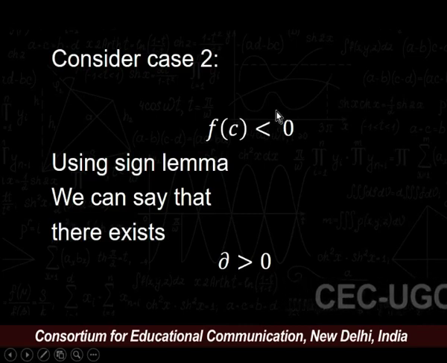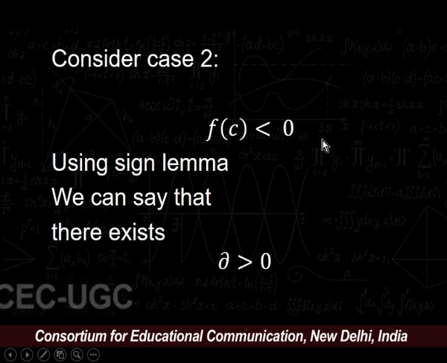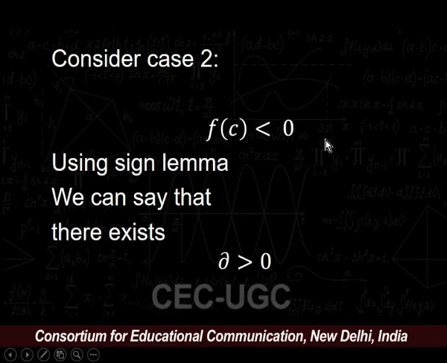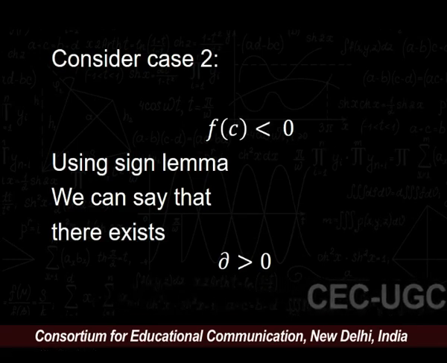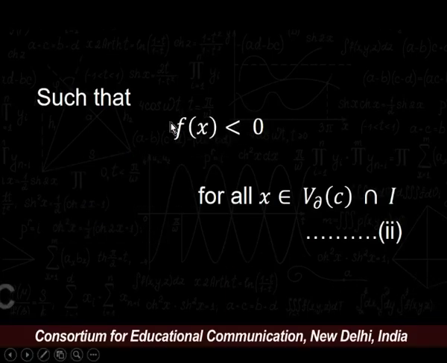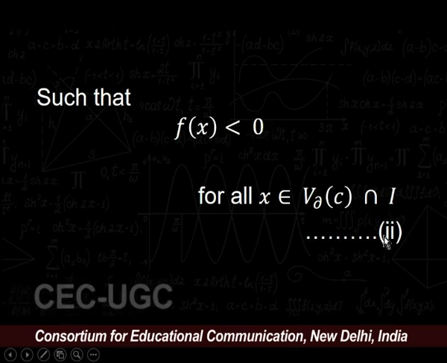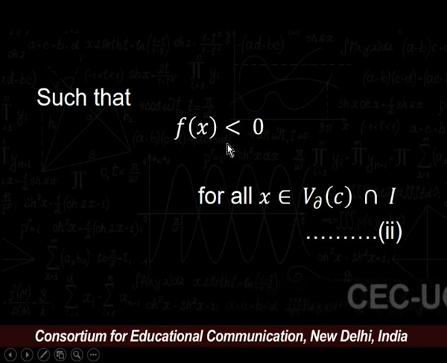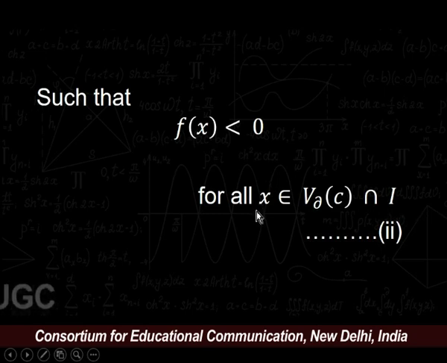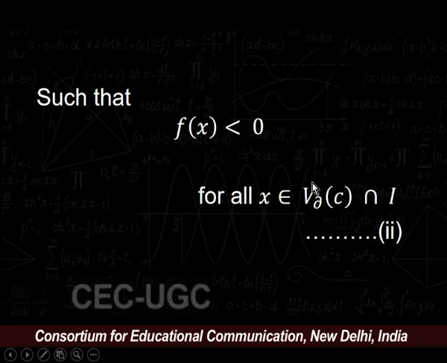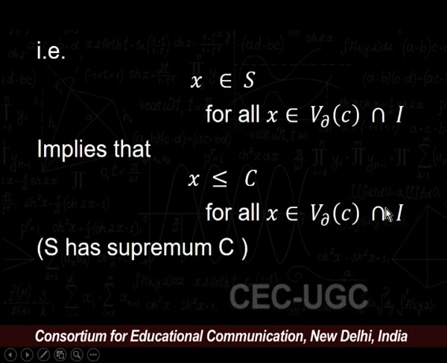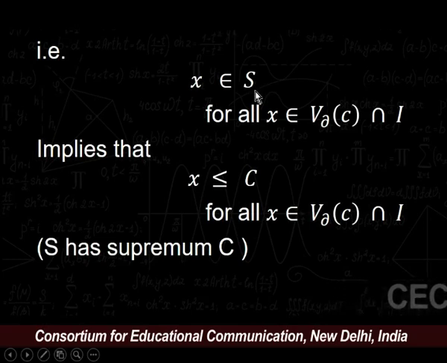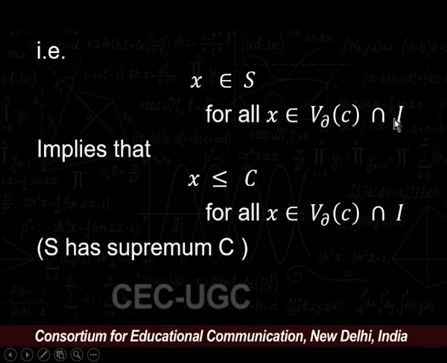We are considering the case when f of c is strictly less than 0. If f of c is strictly less than 0, then by the sign lemma we can say that there must exist a delta greater than 0, such that f of x is strictly less than 0, and statement 2 holds. Statement 2 says that f of x is strictly less than 0 for all x belonging to the delta neighborhood of c intersection I. That is, x belongs to the set S for all x belonging to the delta neighborhood of c intersection I.